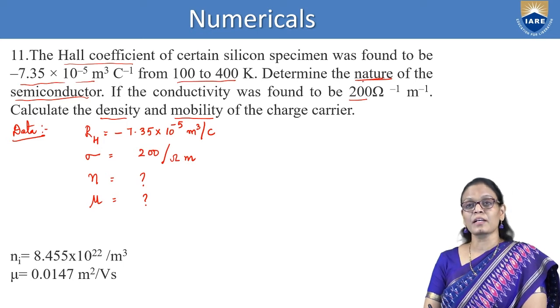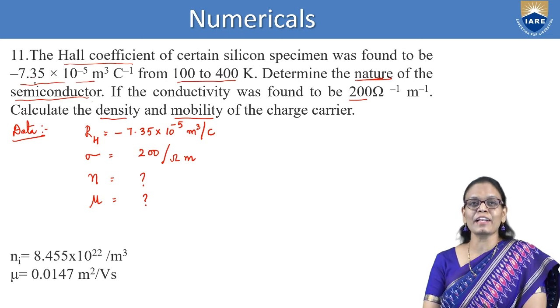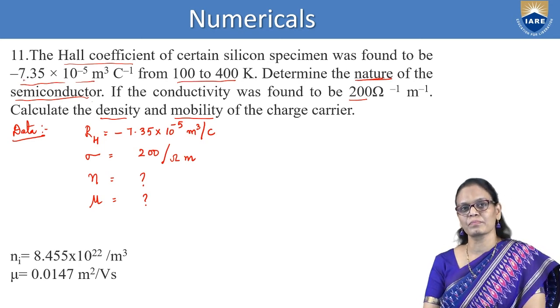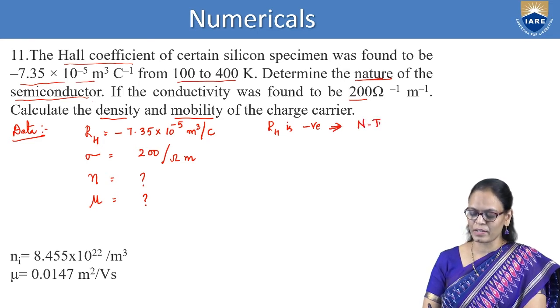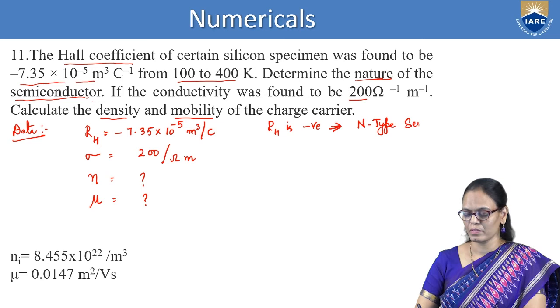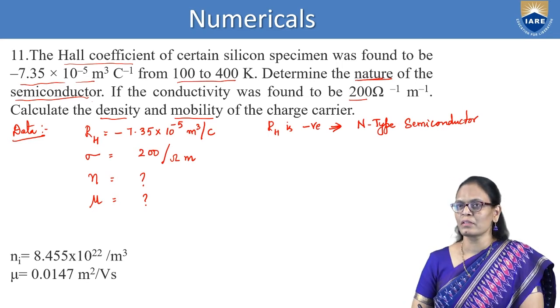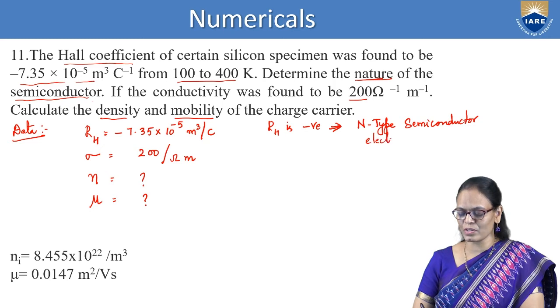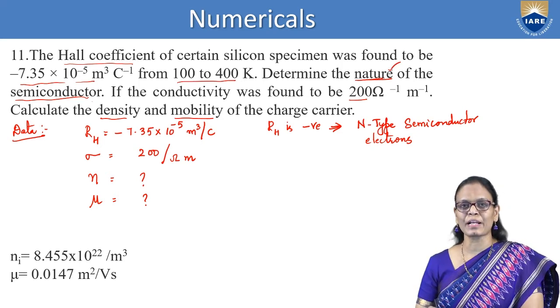Now, first thing they are asking about the nature of the semiconductor, meaning what type of semiconductor it is. If the value of RH is negative, this implies that it is an N-type semiconductor. So, that is what is asked. Nature of the semiconductor means it is an N-type semiconductor and the majority carriers are electrons. So, the current here is due to the electrons.